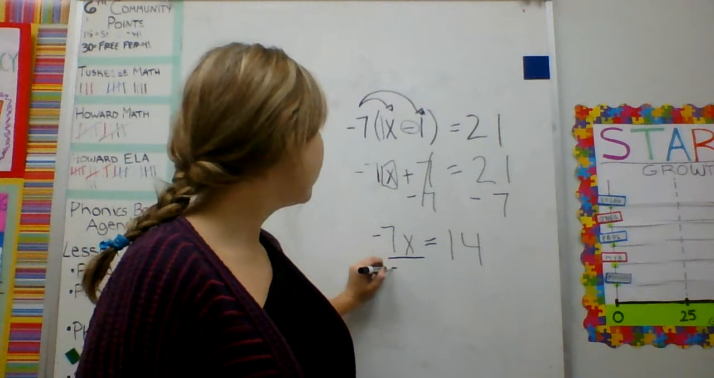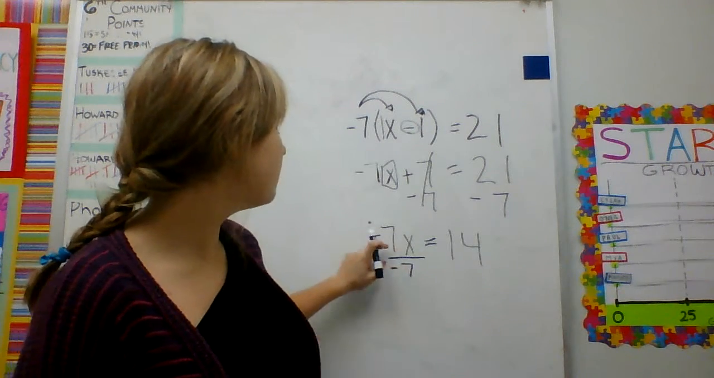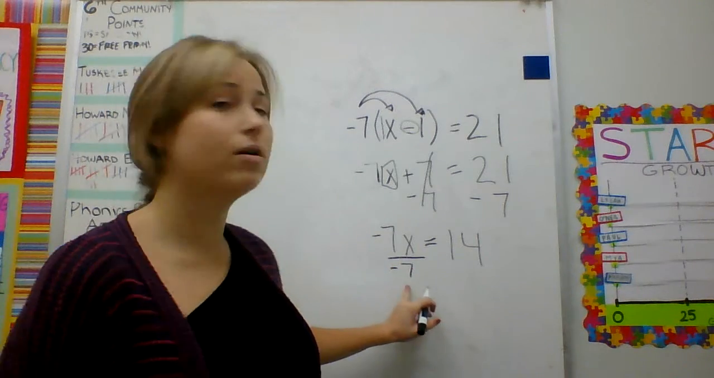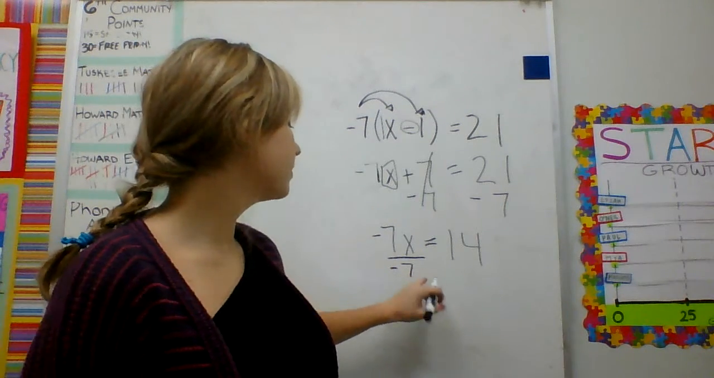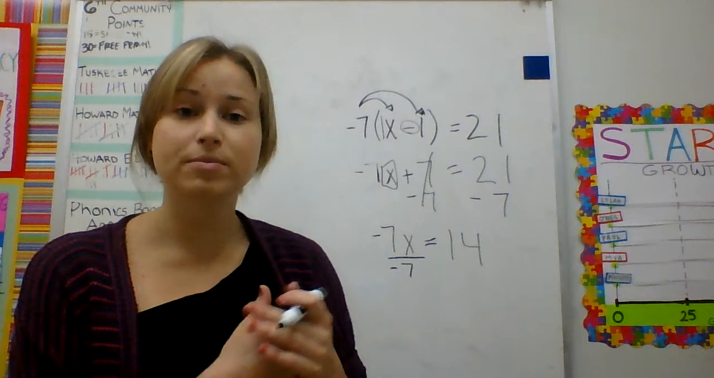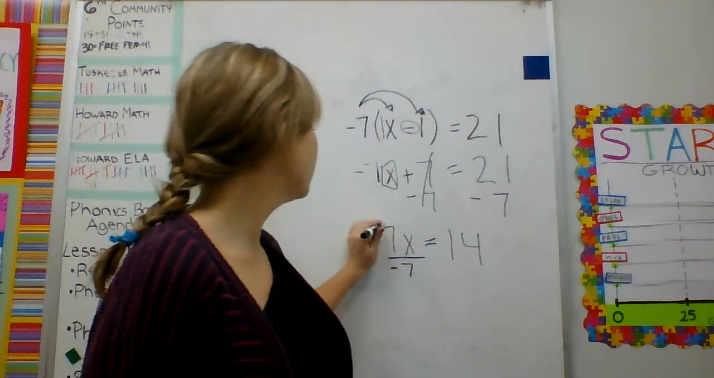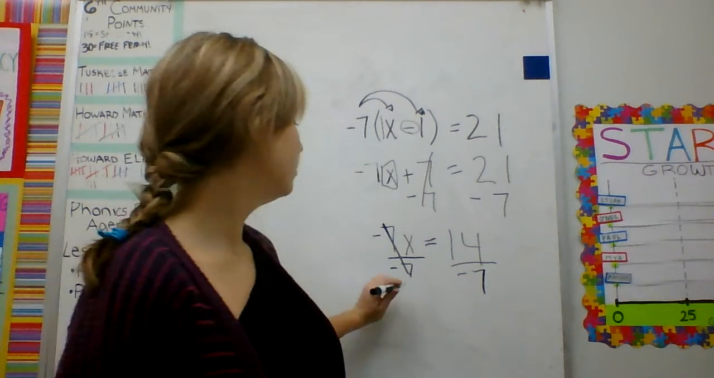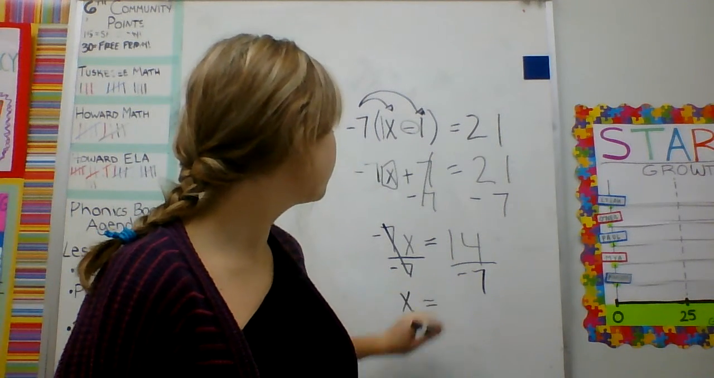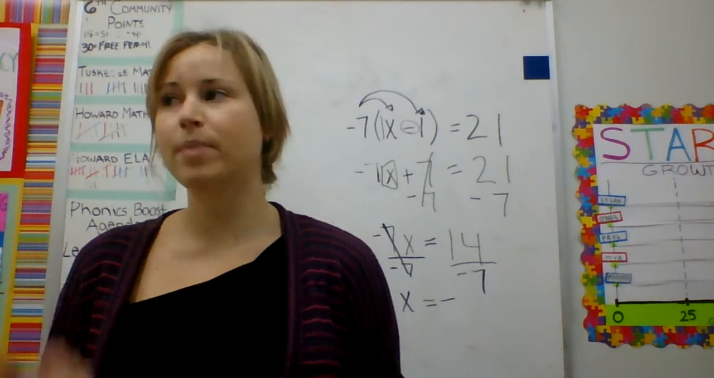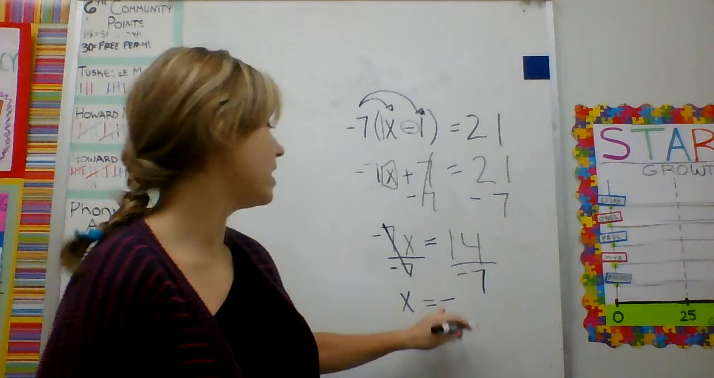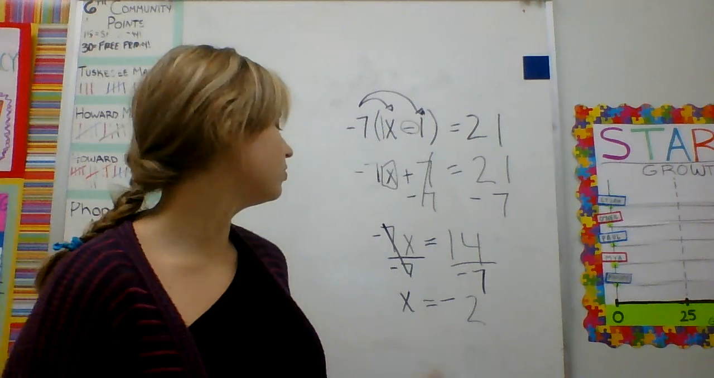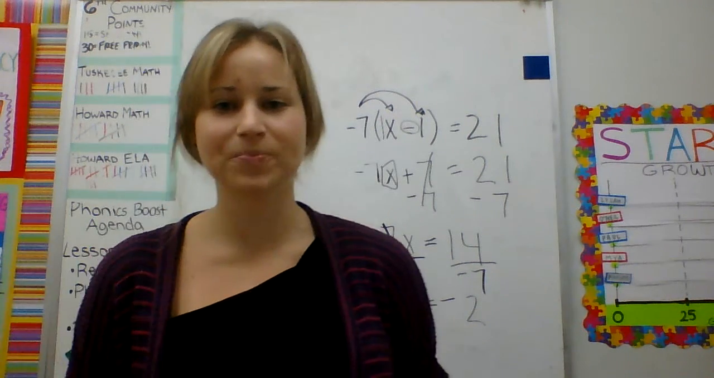In order to do that, I need to divide both sides by my coefficient, the number in front of my variable. Now, if it's negative 7 up here, I also need to divide the bottom by negative 7 because I want them to cancel out to equal 1. What I do to the left side, I have to do to the right. So x is equal to negative, because a positive divided by a negative is a negative, 2, because 14 divided by 7 is 2. So my answer is x equals negative 2.